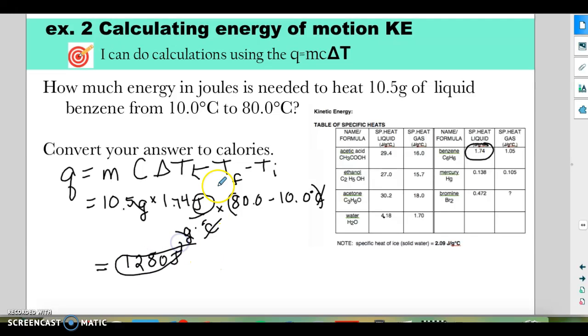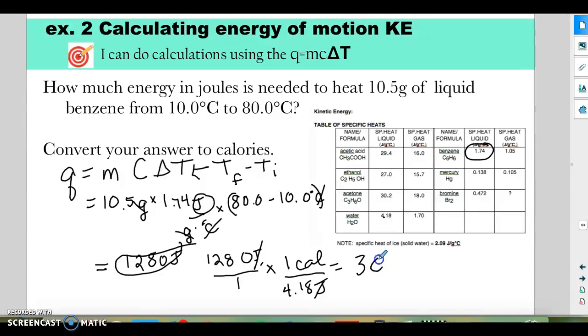And then the question wants us to convert it to calories, so we can take our 1280 joules, and then we know that there's 4.18 joules in 1 calorie. So dimensionally, I can do this. I'm taking 1280 divided by 4.18, and I get 306 calories. So I hope that helps when you're solving using MCΔT.